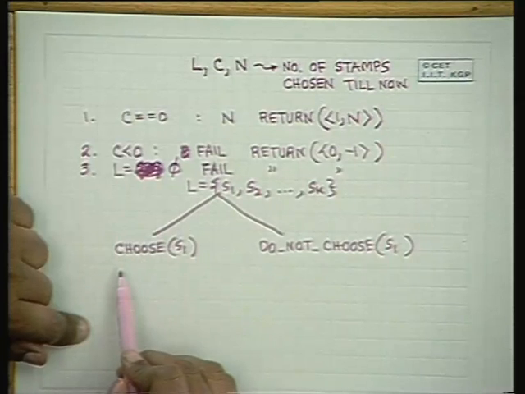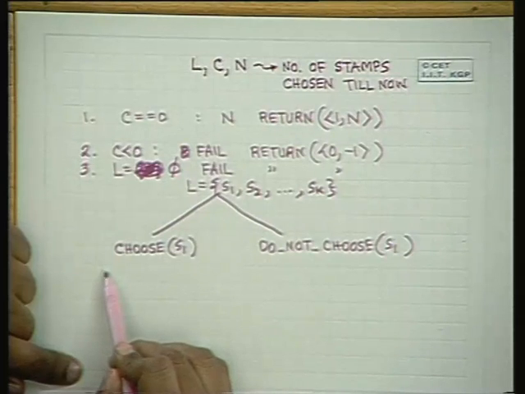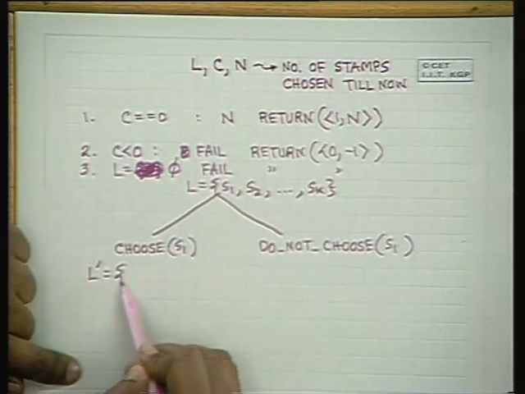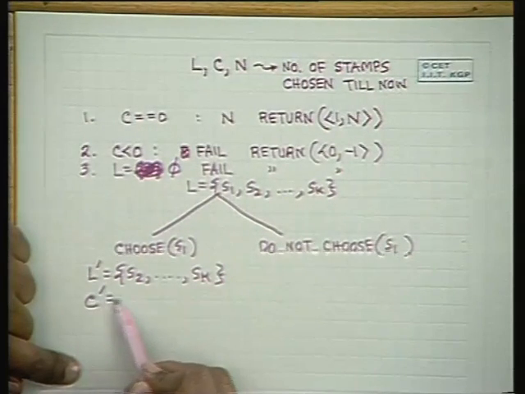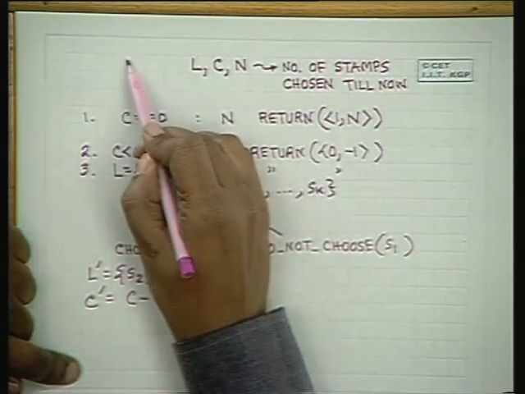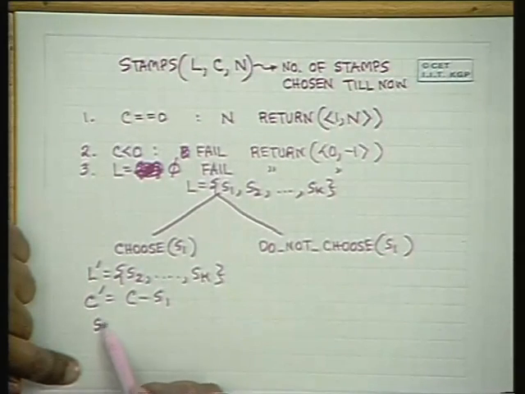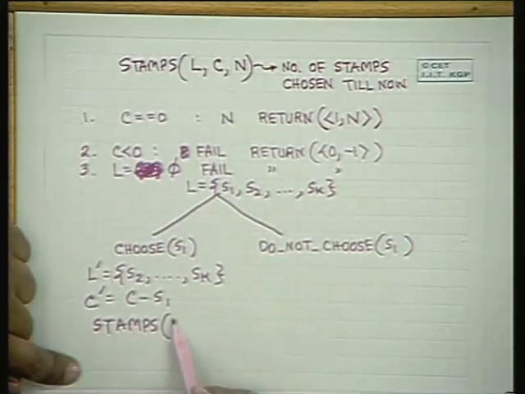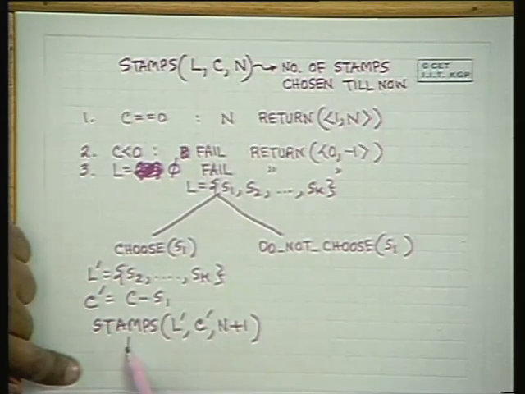If I take S1 and I am sure to take S1, then I will make L dashed equal to S2 right up to Sk, C dashed equal to C minus S1, and I will recursively call it, if this was stamps LCN, I will call stamps L dashed, C dashed, and since I have taken one stamp, N will be one more. So I will get a solution for this, and a solution for this will be say x1, n1.